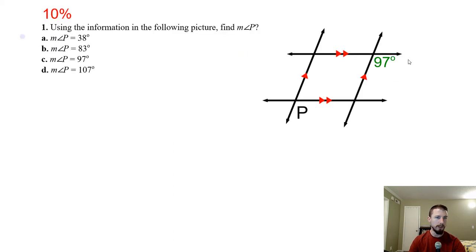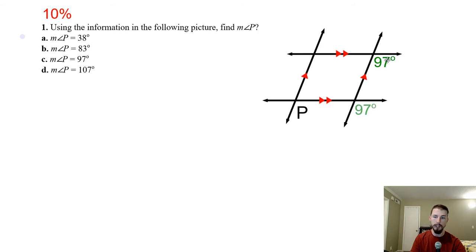Number one, only 10% of you guys missed this, so good job. Can't trick you there. Do notice that both of these lines are parallel. We can see that from the markings here, either the triangles or the chevrons. So the corresponding angle of 97 is going to be the same as the corresponding angle down here because of those parallel lines and this transversal.